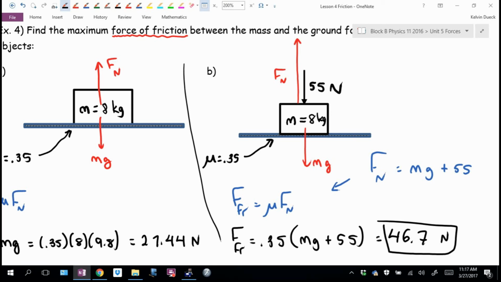It doesn't do that. So one of the other weird things about friction is it's only as big as it has to be. It's going to match you as long as it can, and then once it can't match you, it'll be at its maximum. Okay?